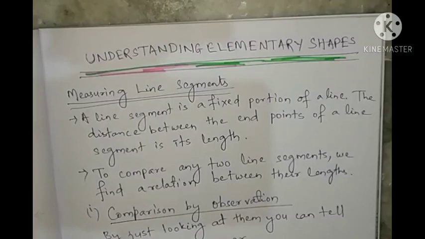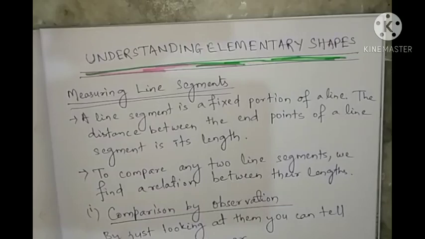Today we'll start your new chapter, understanding elementary shapes. We have studied some shapes in the last class. In the last chapter, we studied line segment, line, ray, triangle, angle, and circle. In this chapter, we will study more about those shapes.